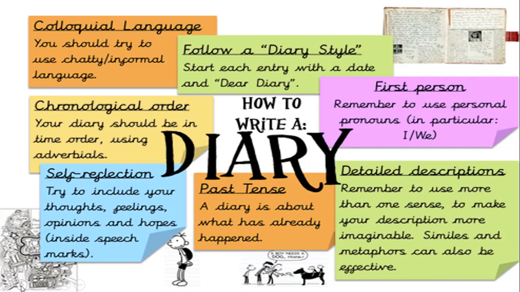Next is self-reflection. Try to include your thoughts, your feelings, opinions and hopes. What does it mean? Just try to think, if your friend is by your side, how you are going to express your feelings, how you are going to express your opinions, your thoughts, your wishes. The same way you write in your diary. Chronological order. Your diary should be in time order using adverbials. That means you are supposed to follow, because it is your examination question. It is not your personal diary. You are supposed to follow a proper format while writing a diary entry. You are supposed to follow proper order while writing a diary entry. You stick to the formal sense, but try to write it in an informal way.